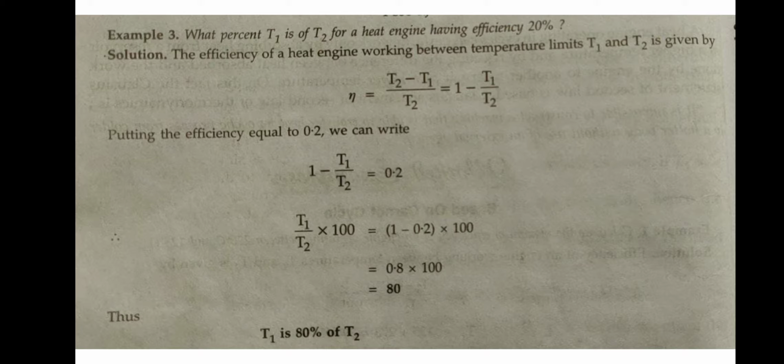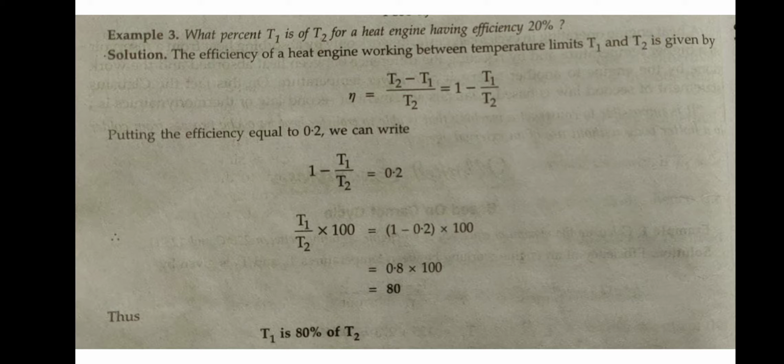What percent T1 is of T2 for a heat engine having efficiency 20%? Very nice question. We have to calculate the percent here in which the efficiency given is 20%. So again applying the formula of eta, T2 minus T1 divided by T2. On dividing, we are getting 1 minus T1 by T2.